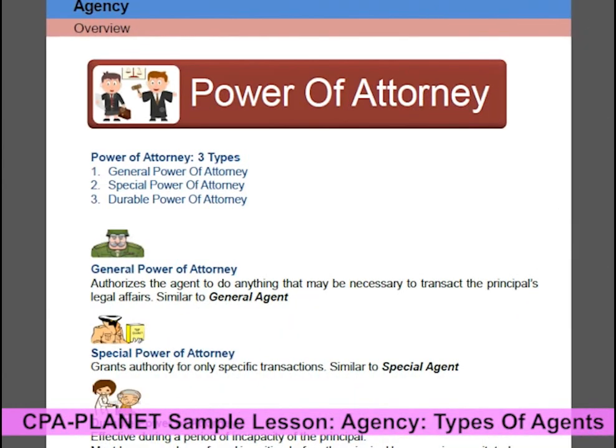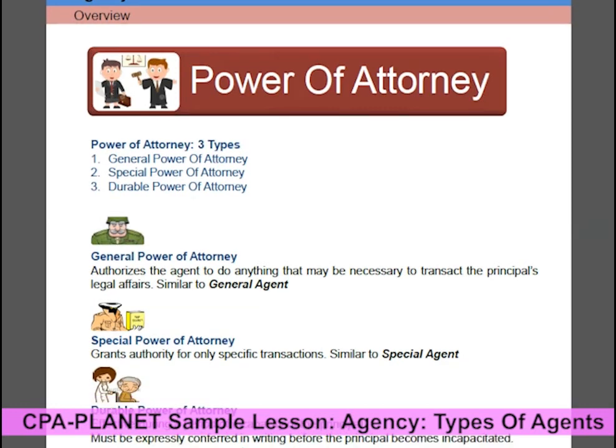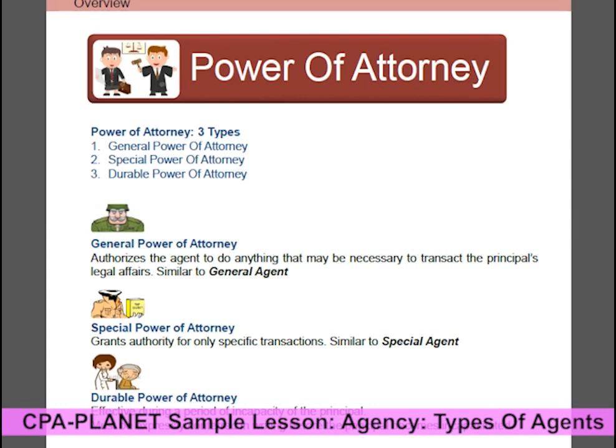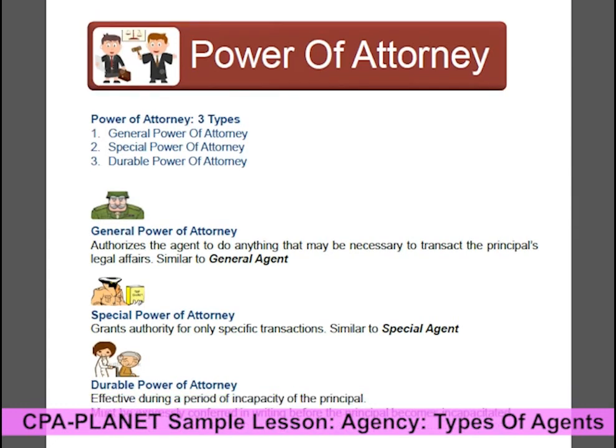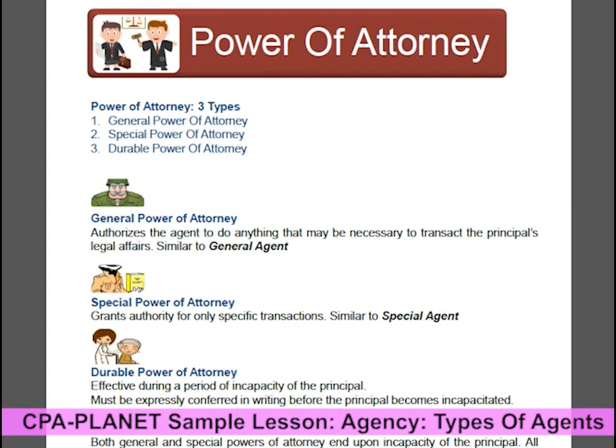So the next topic is power of attorney. There are 3 types of power of attorney. There's the general power of attorney, special power of attorney, and durable power of attorney. General power of attorney authorizes the agent to do anything that may be necessary to transact the principal's legal affairs. Very similar to general agent. It's common sense. If you see the term, you can probably figure it out. General power of attorney can do almost anything, generally speaking. Special power of attorney grants authority for only specific transactions, very similar to special agent.